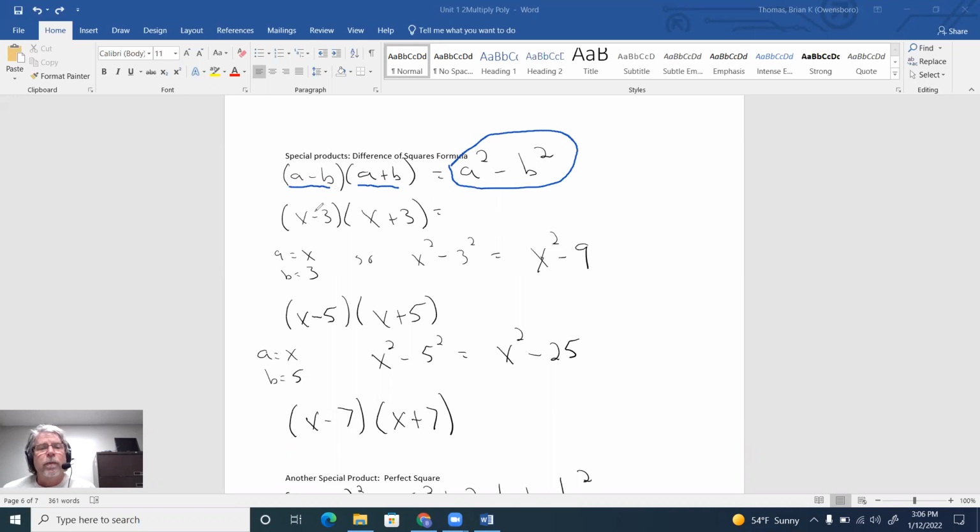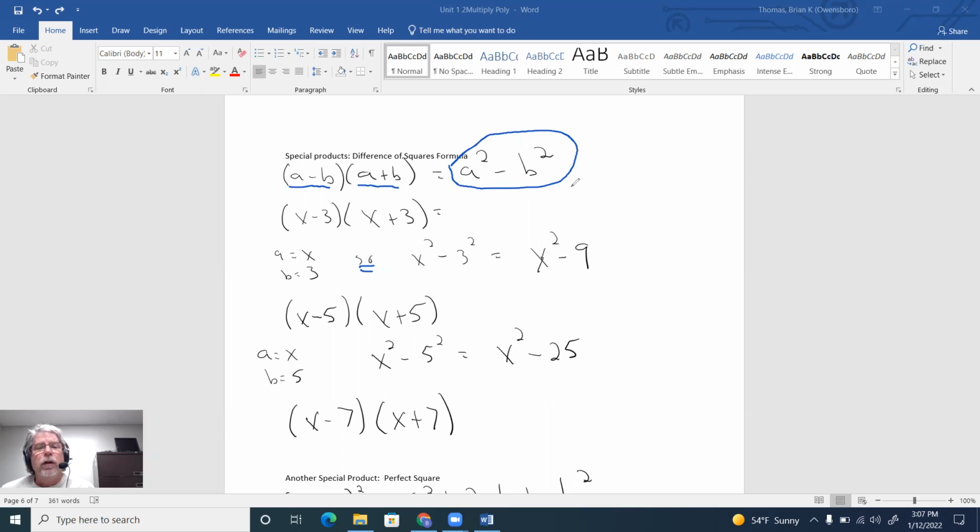So if we look at this example, x minus 3 times x plus 3, notice how this meets this pattern over here. But instead of using an a, they're using an x. So a actually equals x. Instead of a b, we have these 3's here. So b is actually 3. So I can apply this formula, a squared minus b squared. So a was x, so I have x squared minus, then b was 3, and so I can go x squared minus 9.